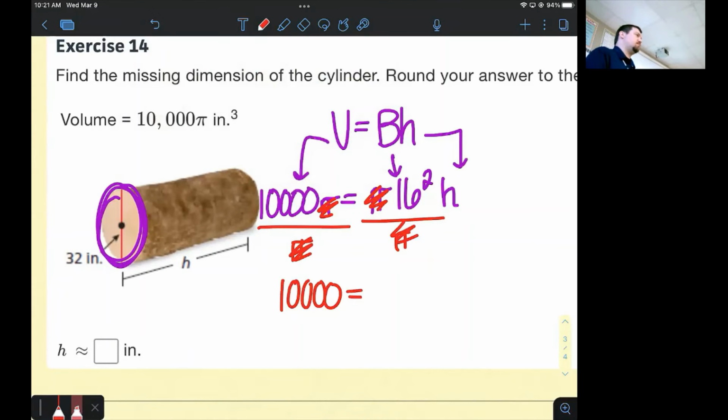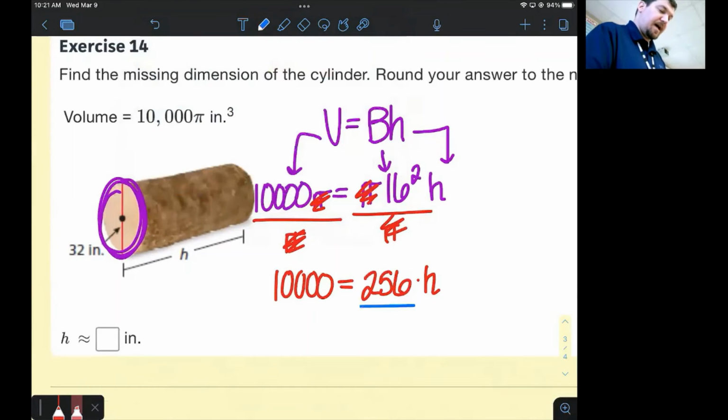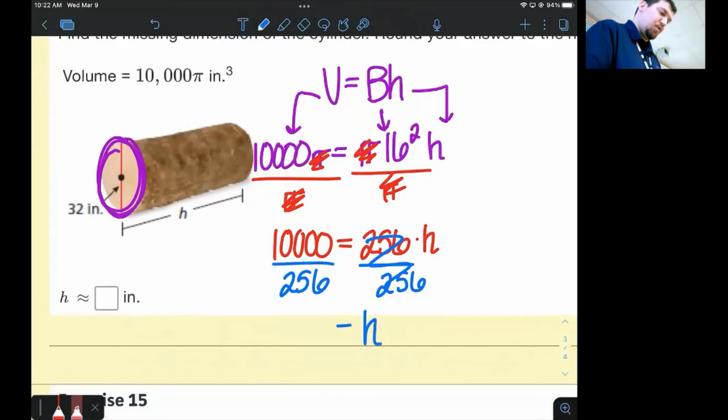So what is 16 squared? What's 16 times 16? Addison? That's right, 256. And then, of course, times H. Now what do I do? I'm looking to get rid of H, or get H by itself. I divide it again. Yeah, of course. Anytime I'm working backwards, I'm going to divide. So, Hunter, what do you get when you divide both sides by 256? What does that make H equal to, or approximately equal to?